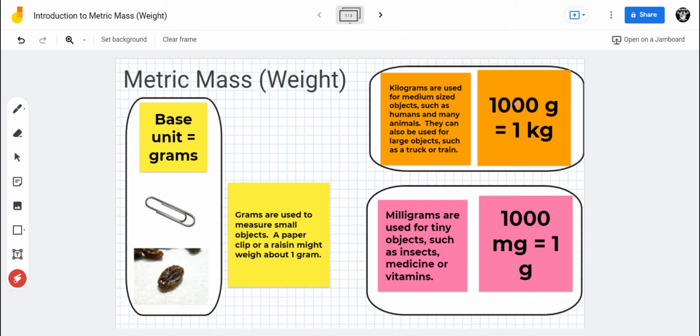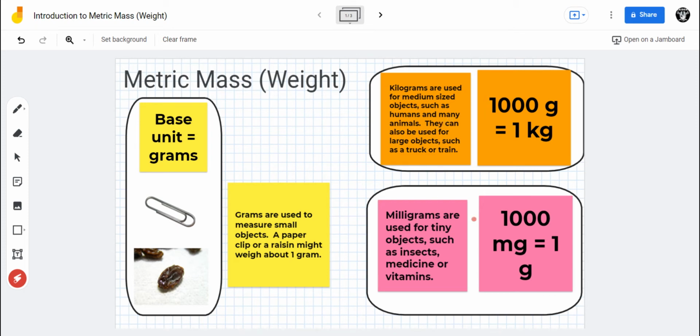Okay, so kilograms are used for measuring medium-sized objects, weighing medium-sized objects such as humans or many animals. They can also be used for very large objects such as a semi-truck or a train. You would measure those types of things in kilograms.